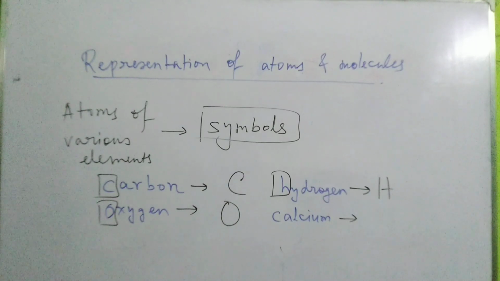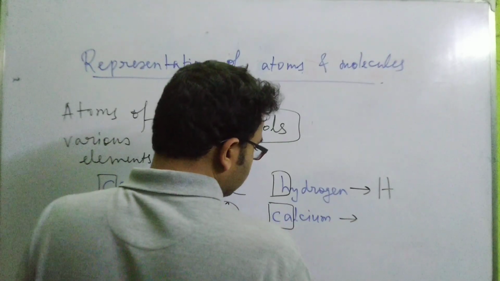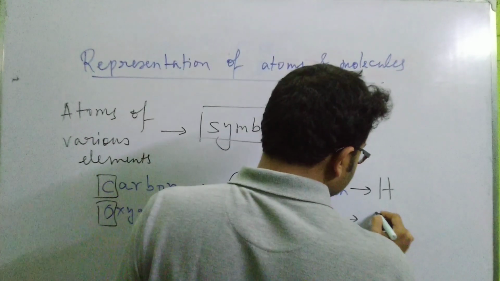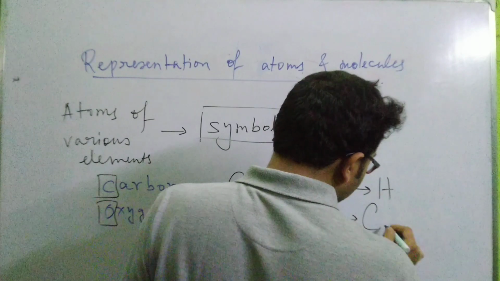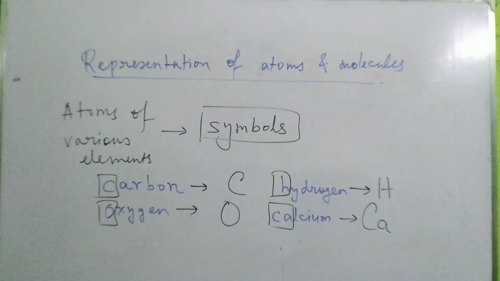Now, to remove that confusion, what do we do? We consider the first two letters. Write the first letter in capitals, and then the next letter in small. Like this, you assign the symbol of the various elements.